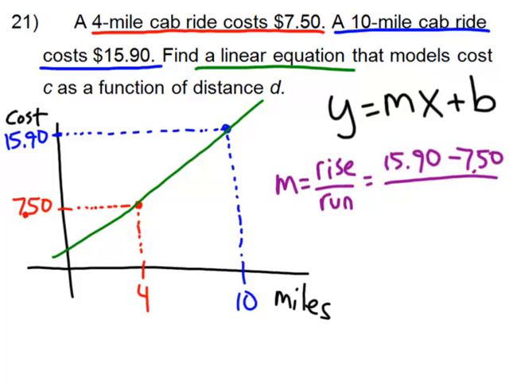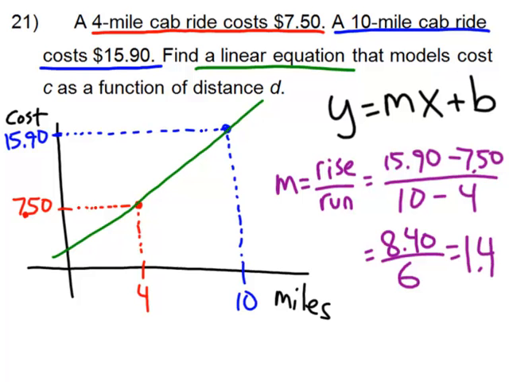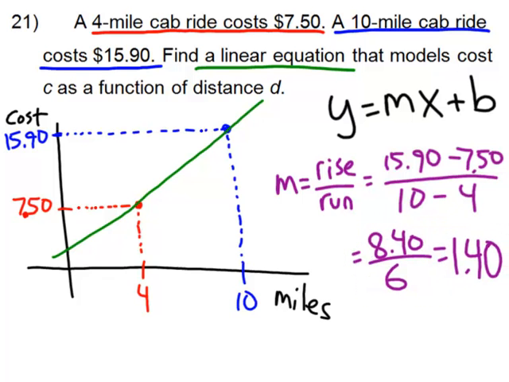And how much did we run horizontally between 4 and 10? Well, that would be 10 minus 4, right? Do a little quick arithmetic. 1590 minus 750 is going to give us 840. 10 minus 4 on the bottom gives us 6. How many times does 6 go into 8.4? That would be 1.4. Since we're talking dollars and cents here, I'm going to put 1.40. That's not totally necessary, but I'm going to choose to do it. That is our slope.